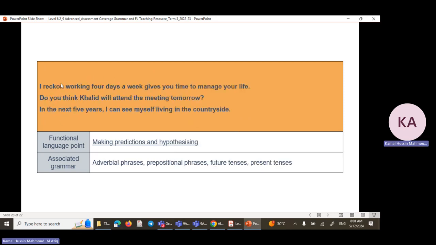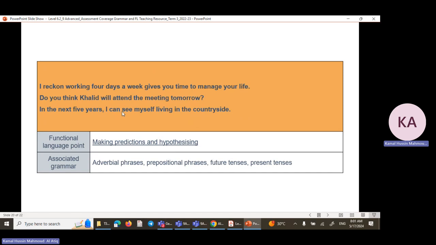I work on working. After this verb, I have to add -ing. Do you think Khalid will attend? After "do you think", I have to add "will attend". In the next 5 years, in, not on or at, in the next 5 years, I can see myself living. After "I see", I have to add -ing.